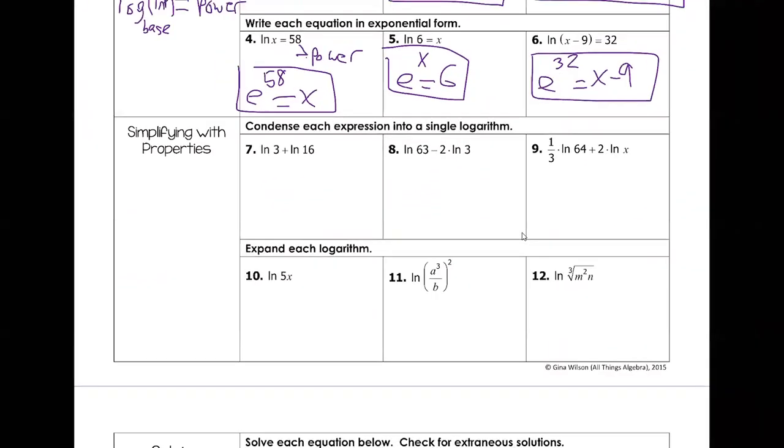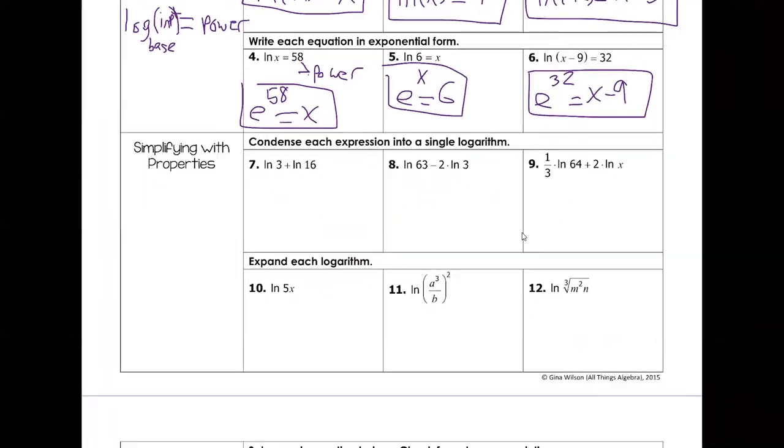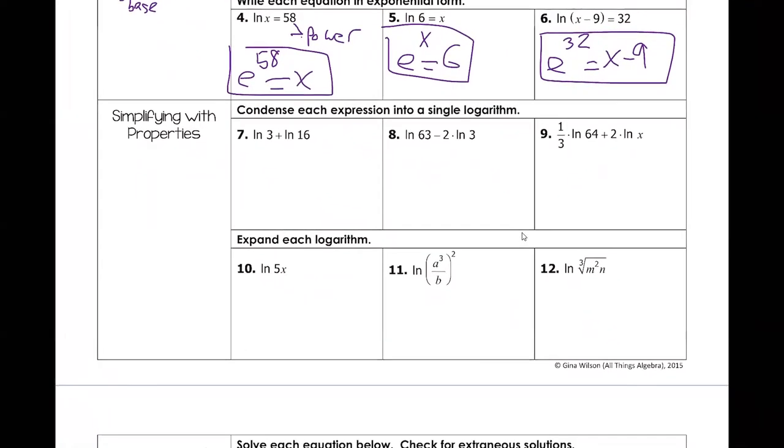We're going to see that the properties we've learned also apply. So if you remember what we looked at with logarithm properties, if you add two logarithms, you can multiply the inputs. So you could multiply the 3 times the 16. So this would really be ln of 48. And they're just asking you to write it as a single logarithm. Obviously, you could put that in your calculator if you wanted to figure out what that equals.